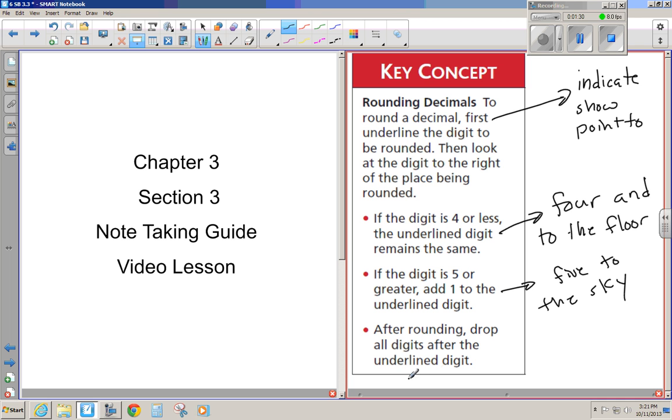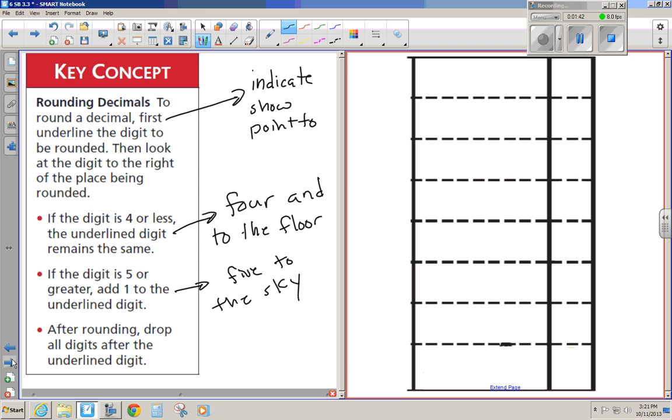After rounding, drop all digits after the underlined digit. So basically, again, you need to indicate and show which digit is being rounded, and then 4 to the floor and 5 to the sky.